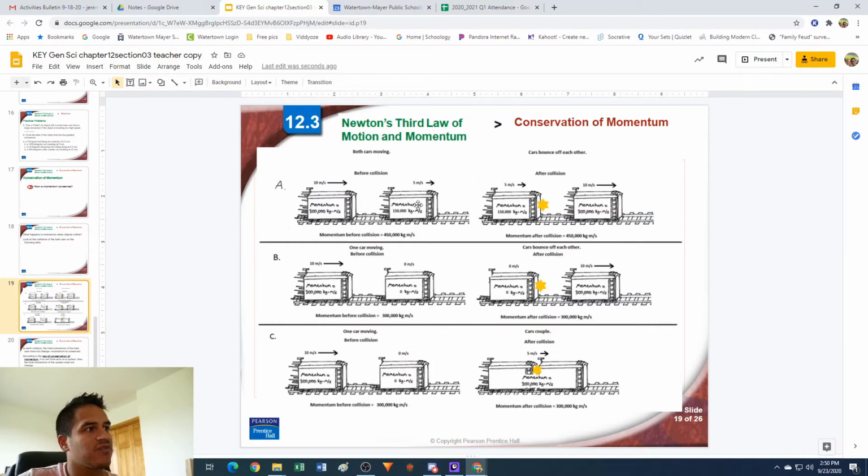In our first example, we have two train cars, and let's say they're both the same mass. One is moving 10 meters per second, the other is 5 meters per second. So one's going faster than the other. The faster cart has a higher momentum of 300,000 kilograms meters per second, and the slower cart has only 150,000. Now this cart in the back is going to eventually catch up to the cart in front.